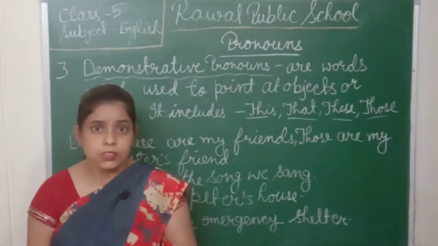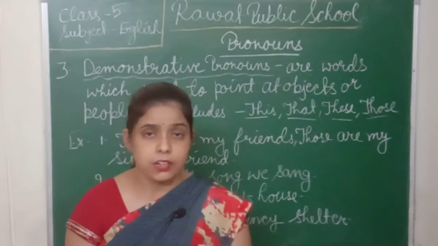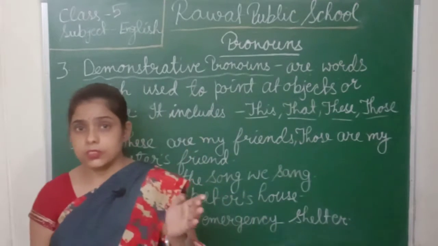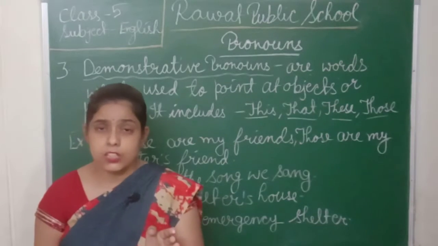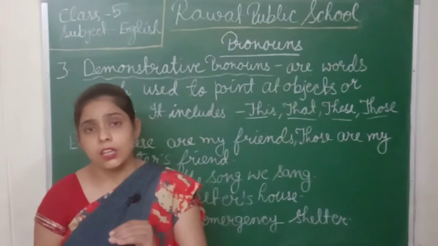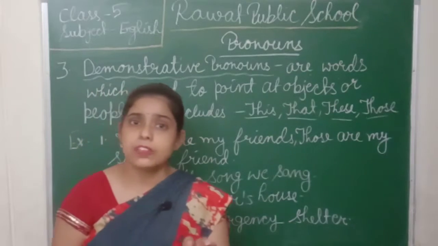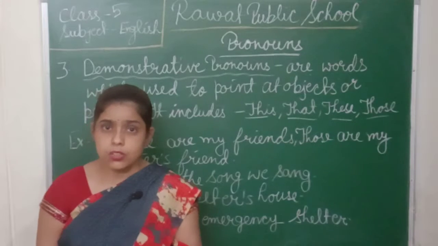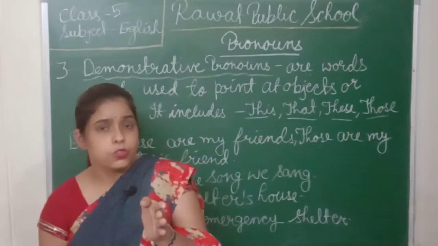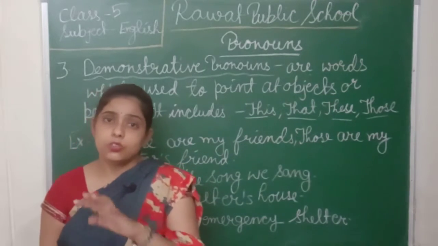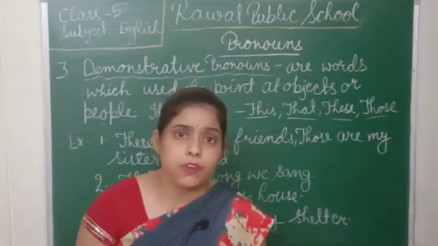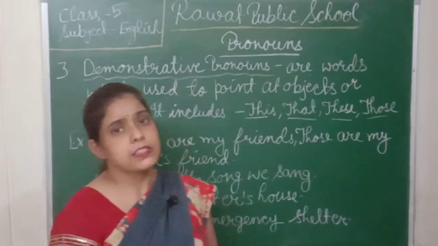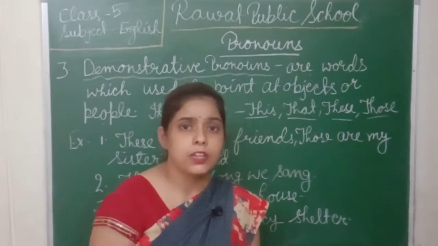And as you know, this is used for near and that is used for far. What is the plural of this? It's these. And what is the plural of that? It's those. And as you know, these is also used for near and those is also used for far. Have you understood? So now let me see some examples of demonstrative pronouns.